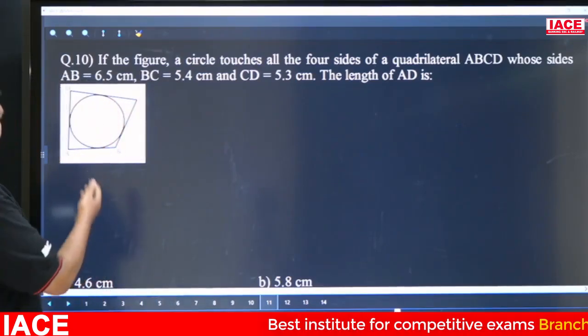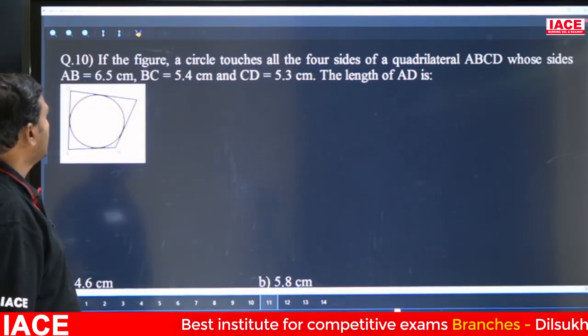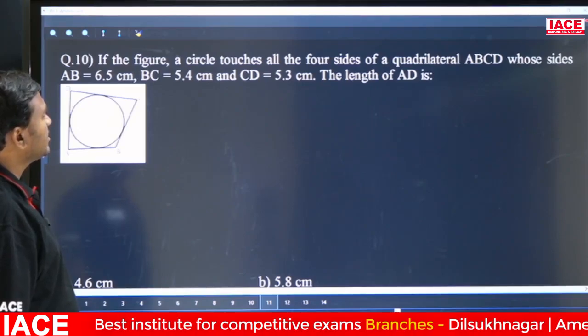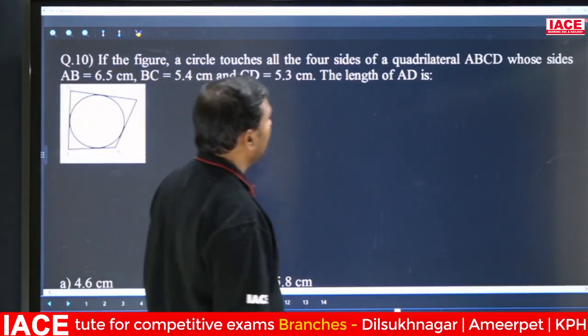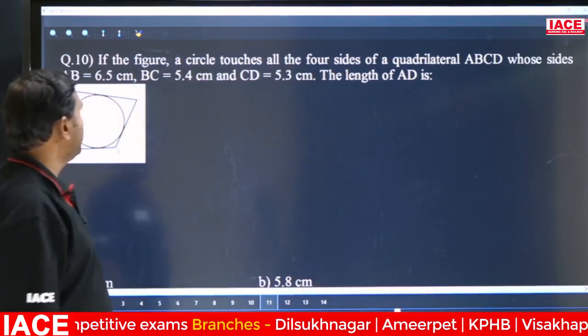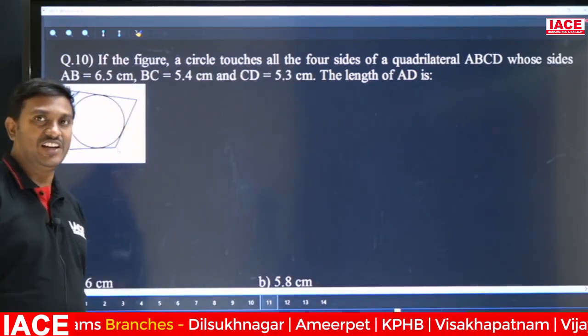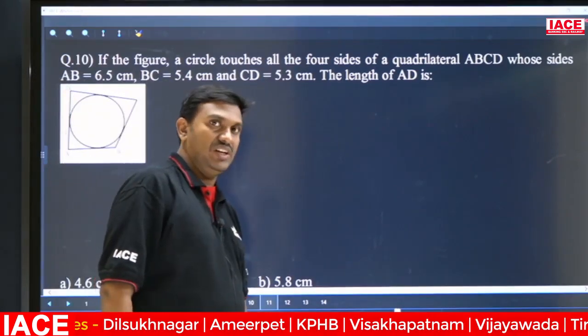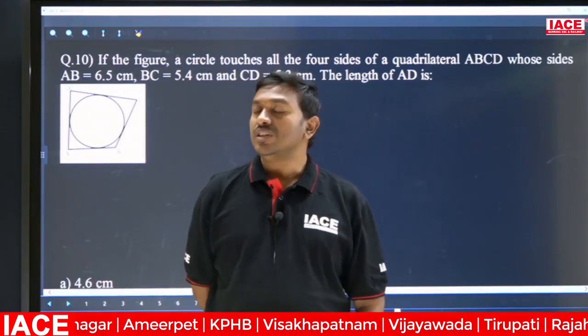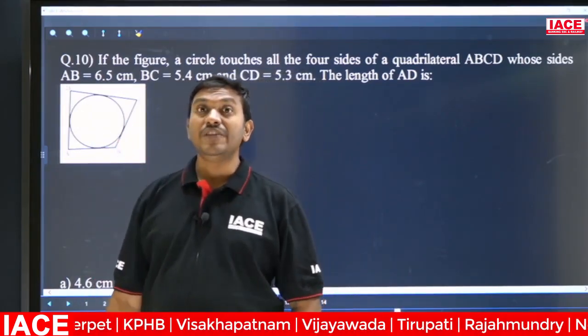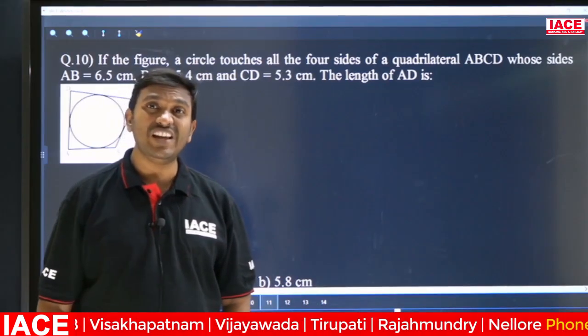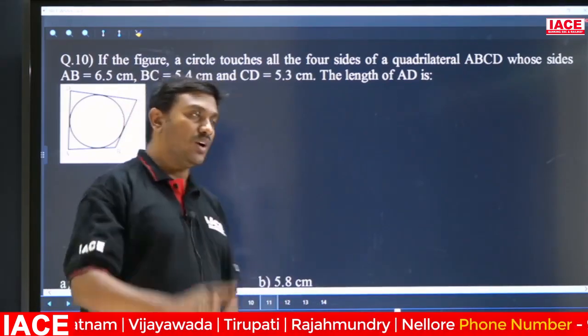See in the figure, one figure is given. So what is in this figure? A circle touches all the four sides of a quadrilateral ABCD whose sides AB, BC, CD are given, and find the value of AD. So a few points I discussed actually. So this is an incircle, right? If an incircle is drawn in a quadrilateral, so what are the conditions?